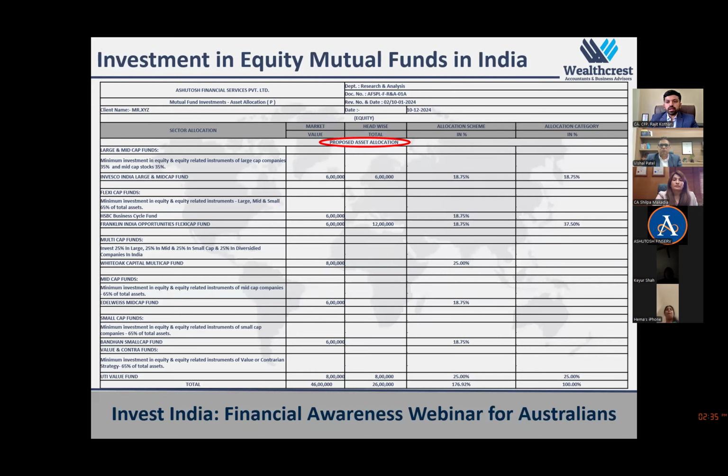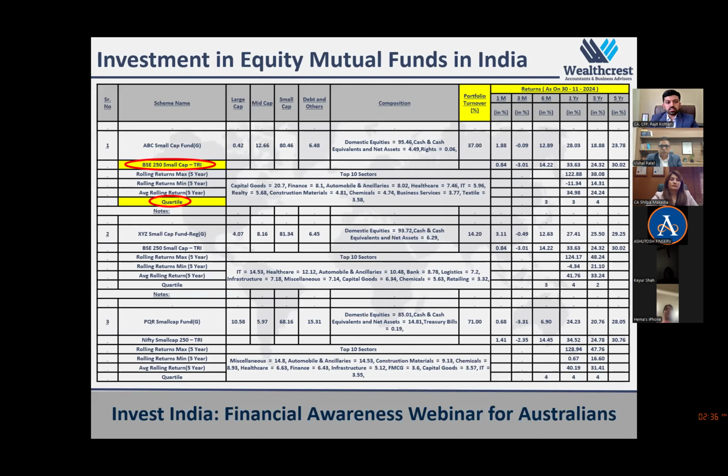This is the structured manner in which we proceed towards mutual fund investment onboarding, wherein we prepare the asset allocation, which has a bifurcation across different categories of mutual funds, which is large and mid, flexi, multi, and each category has got a different definition and style of investing, basis the parameters that I mentioned in the earlier slide, which is the financial profile, risk appetite, and financial goals of the investor.